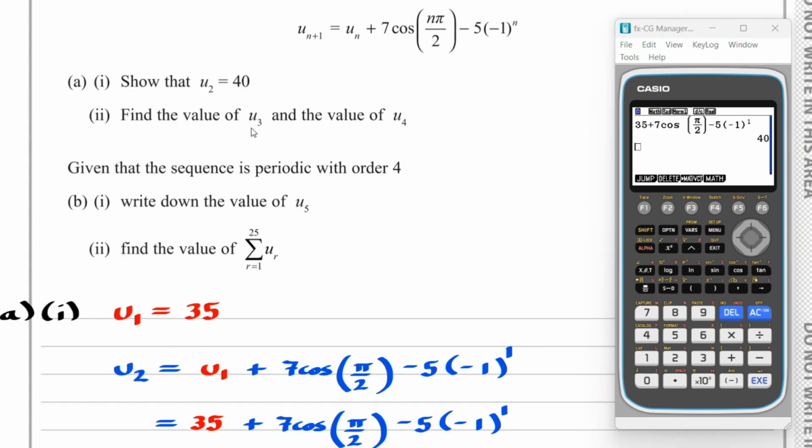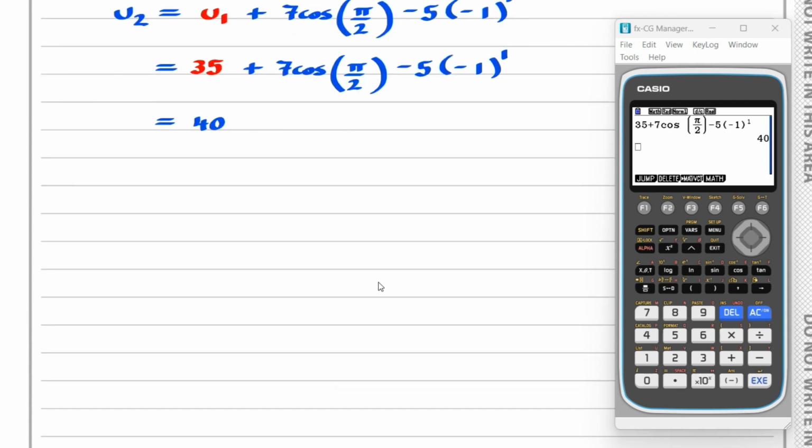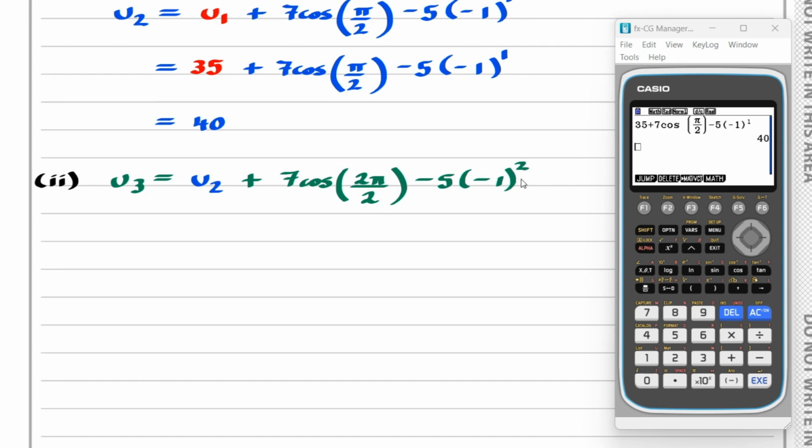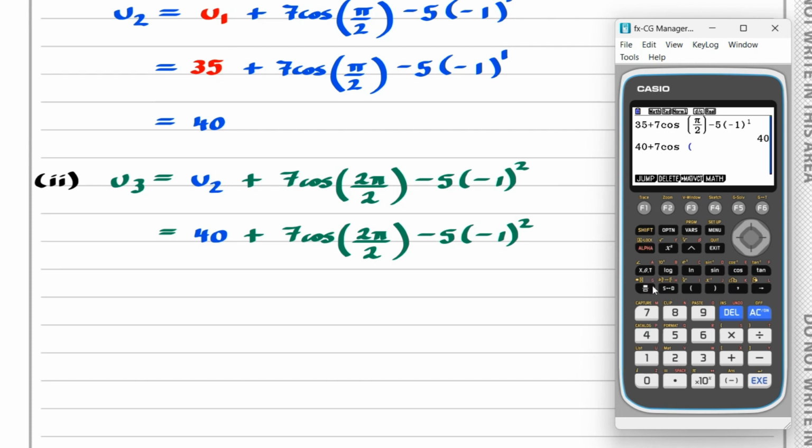We now have to find the value of u3 and the value of u4. The value of u3 is equal to u2 plus 7 times by the cosine of 2 pi over 2, subtract 5 multiplied by negative 1 to the power of 2. We know u2 is 40, so we have 40 plus 7 times by the cosine of 2 pi over 2, subtract 5 multiplied by negative 1 squared. And if we work this out, you will find u3 to equal 28.